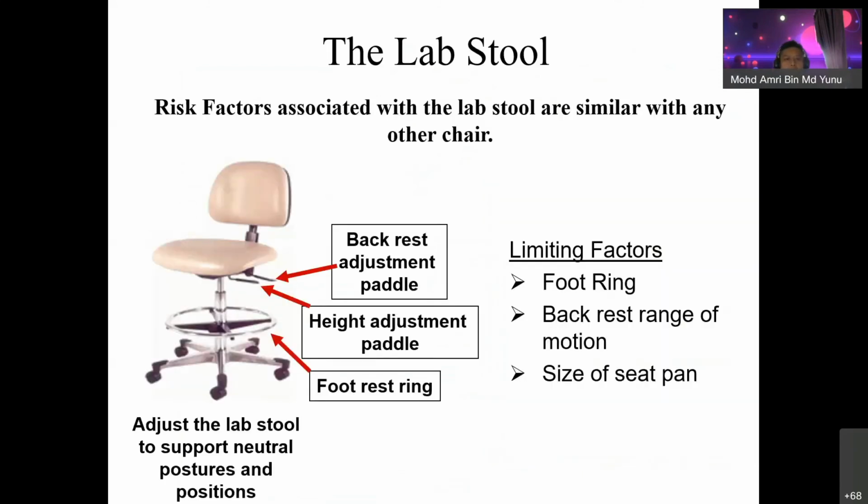So the lab stool, I don't think every lab has the same lab stool. You technically have to adjust the lab stool according to your height. So don't be too low, don't be too high. Adjust accordingly so that it gives you a neutral position.